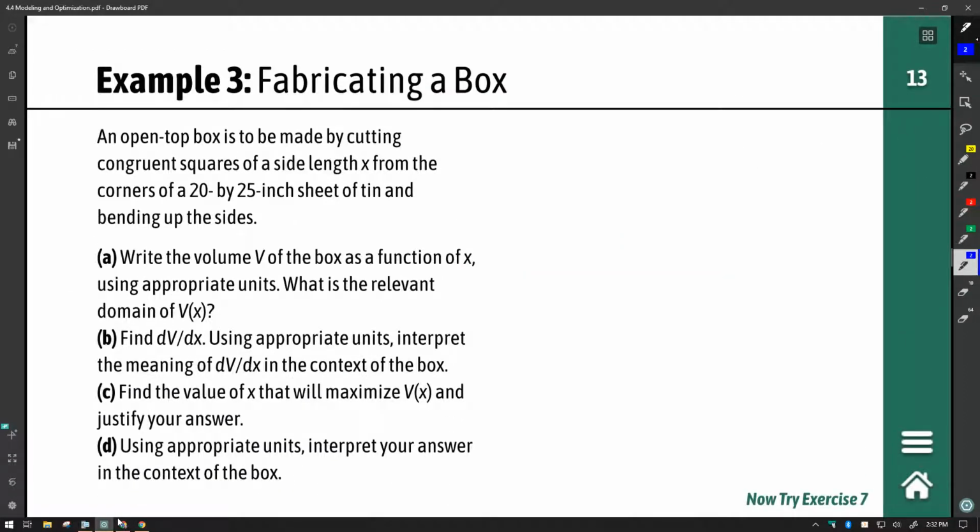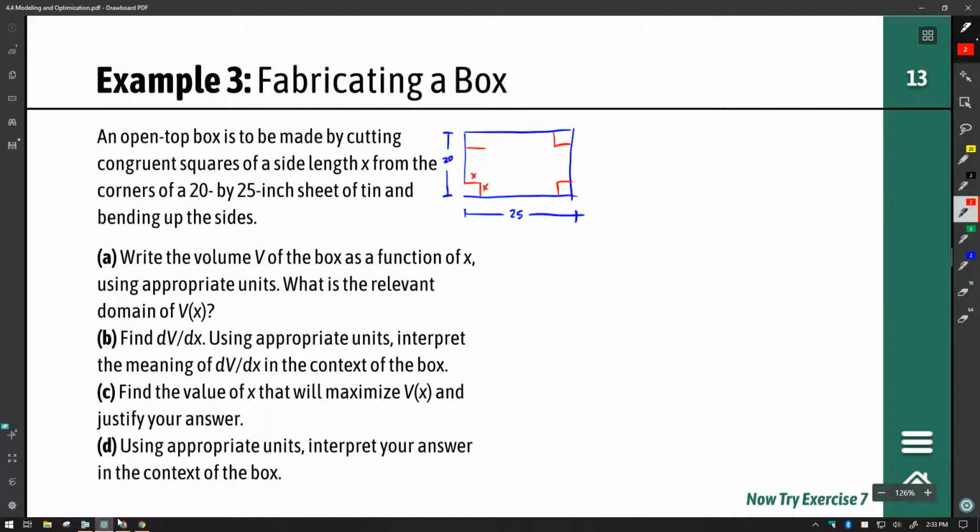We start with fabricating a box. An open-top box is to be made by cutting congruent squares of side length X from the corners of a 20 by 25 inch sheet of tin and bending up the sides. For those of you who can't see this visually, I'll try to draw. Here's a rectangular piece of, we'll call it tin here, and it is 25 inches in length and 20 inches in width. And what we're going to do is cut a square from each corner, an X by X square.